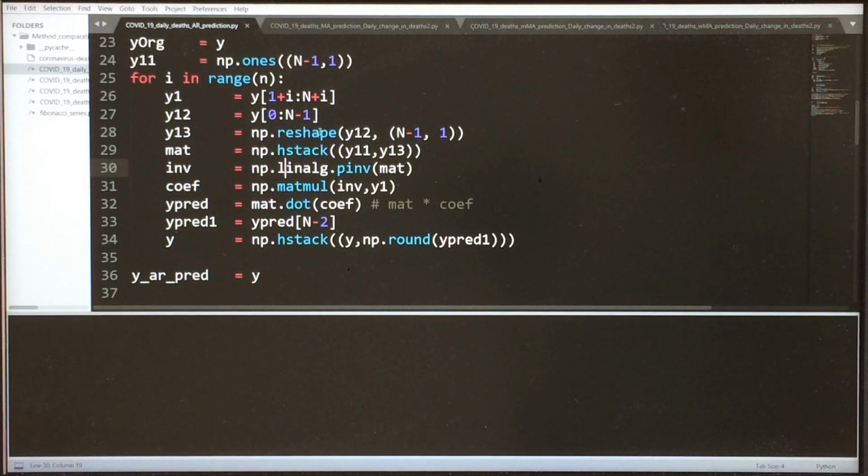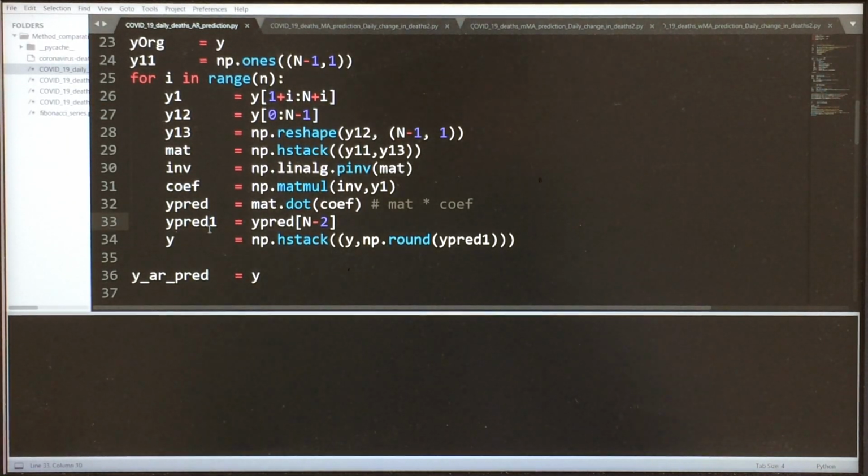Inverse is np.linalg.pinv, the Penrose inverse, and that inverse is a matrix bit. Coefficient is np.matmul of the inverse and y1. Y prediction is matrix dot coefficient, which means multiply them. Then y prediction 1 equals y predict n minus 2, or y equals np.hstack, y, np.round.